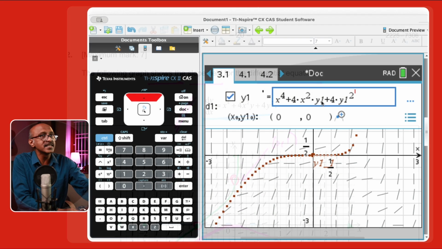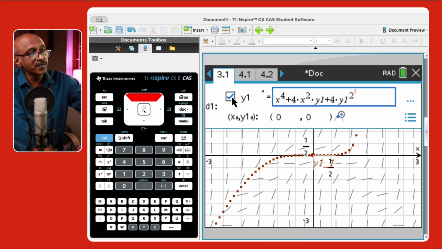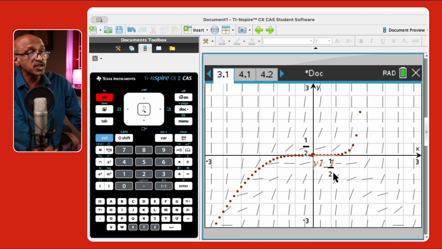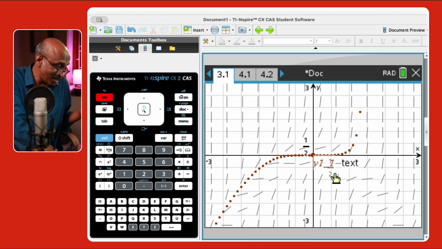That's why I've entered this as y1 prime. Don't forget this is y1 prime, and the corresponding y term is y1, and this is the initial condition. The initial condition here is 0, 0. So the curve that you see right now is a solution curve, not the solution curve that we drew. Our initial condition was something else.